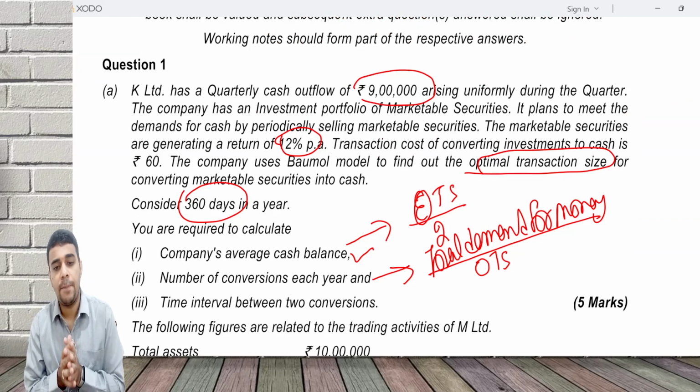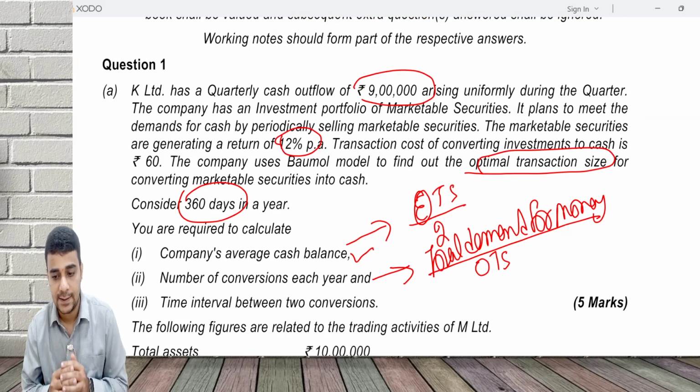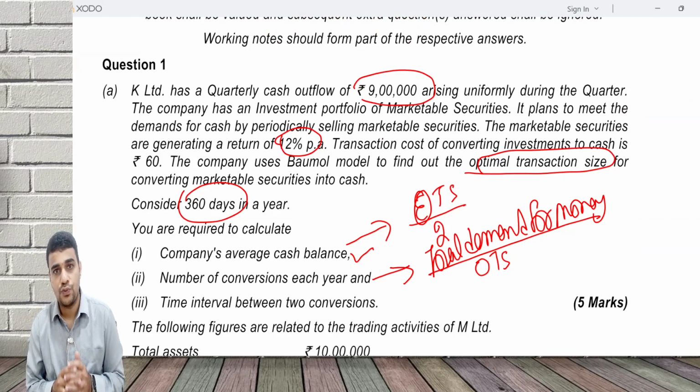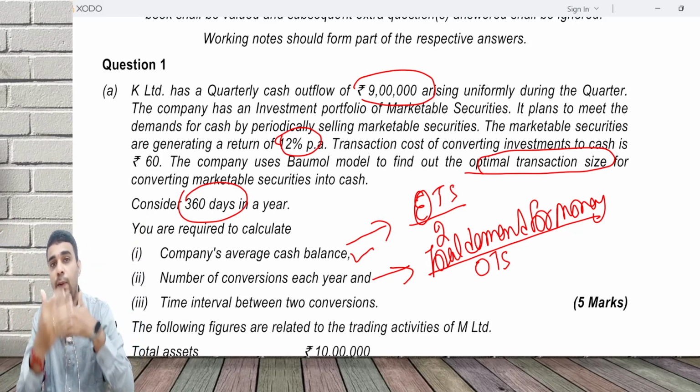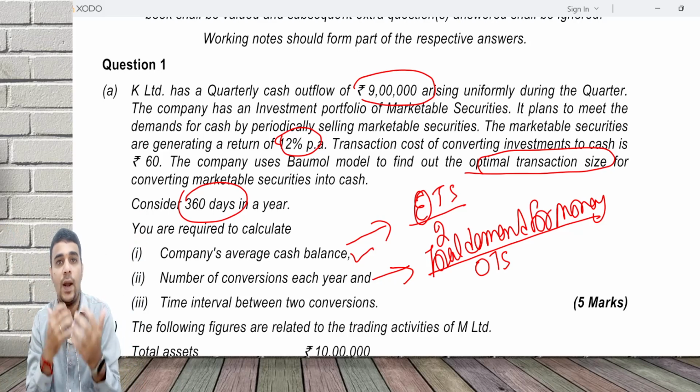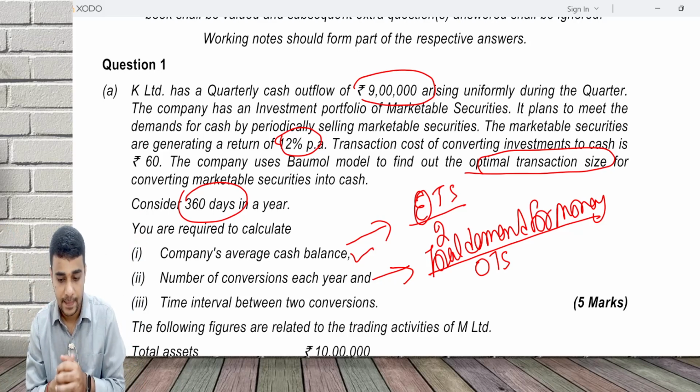So a fairly simple question which came for 5 marks in exam. The only challenge which students would have faced in this question is, this is not something which is frequently tested in exam. So that could be one challenge for the students.